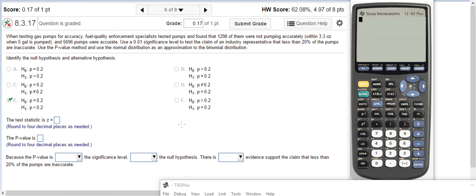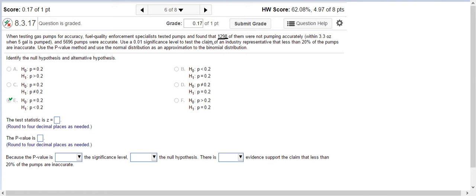Alright, so for this problem here, we're going to do a test because what they claim here is that these pumps, 1,298 of them are not pumping accurately, and 5,696 were accurate. And the industry representative claims that less than 20% of the pumps are inaccurate. So the first thing is we assume that whatever he says is true, or that the proportion is exactly 0.2, and we want to try to prove that it's less than 20%, which is his claim. So that's the answer to part A, I guess you would call that first part.